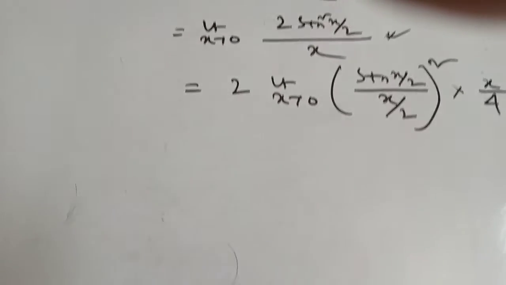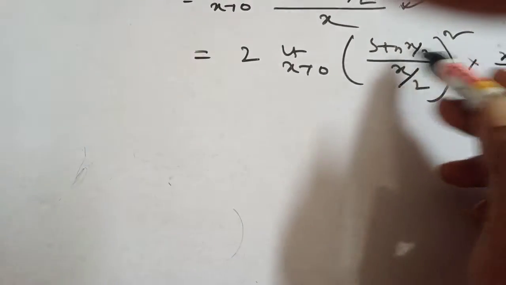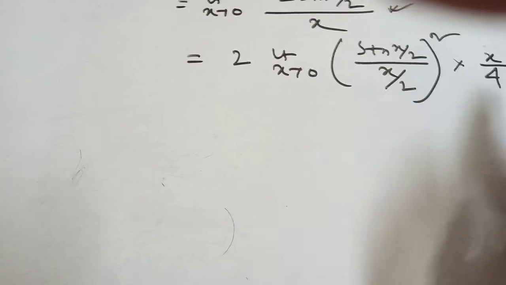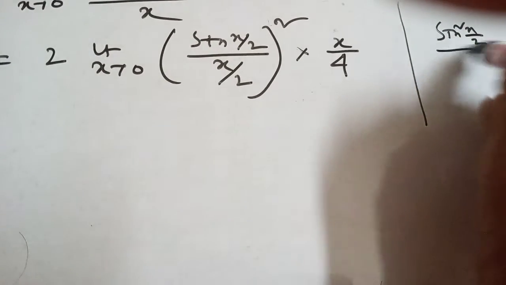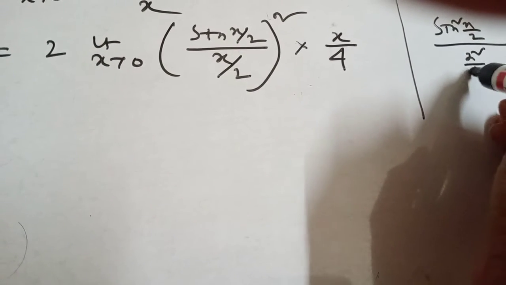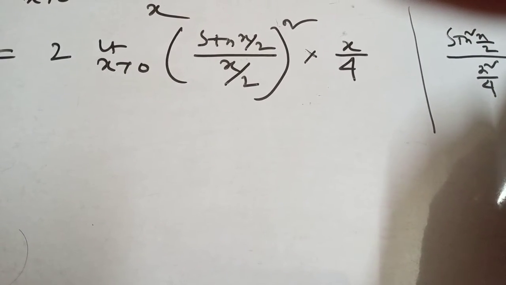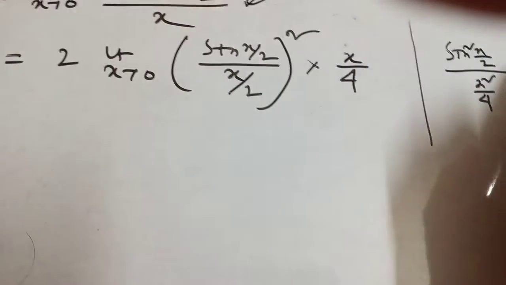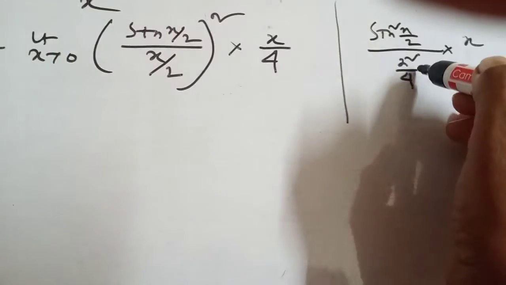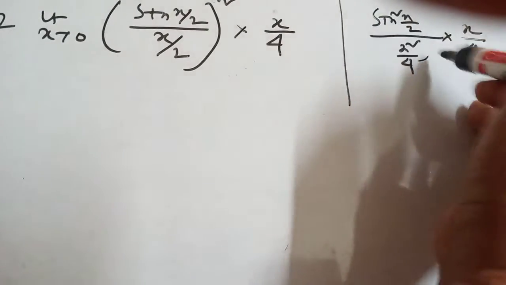Now this one is understood. Sin square x by 2 by x square by 4. That means it will be sin square x by 2 by x square by 4, and this will be half, that means it will be 4. Here is x, here is x, that means multiply by x, and this 4 cancels with this 4, x is cancelled. That means this will come.